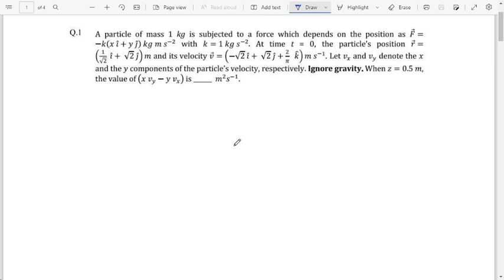Hi dear students. So let us see this question that came in JEE Advanced Paper 2 Physics in the year 2022. This was a single digit integer type question. That means the answer to this question will be a single digit integer.